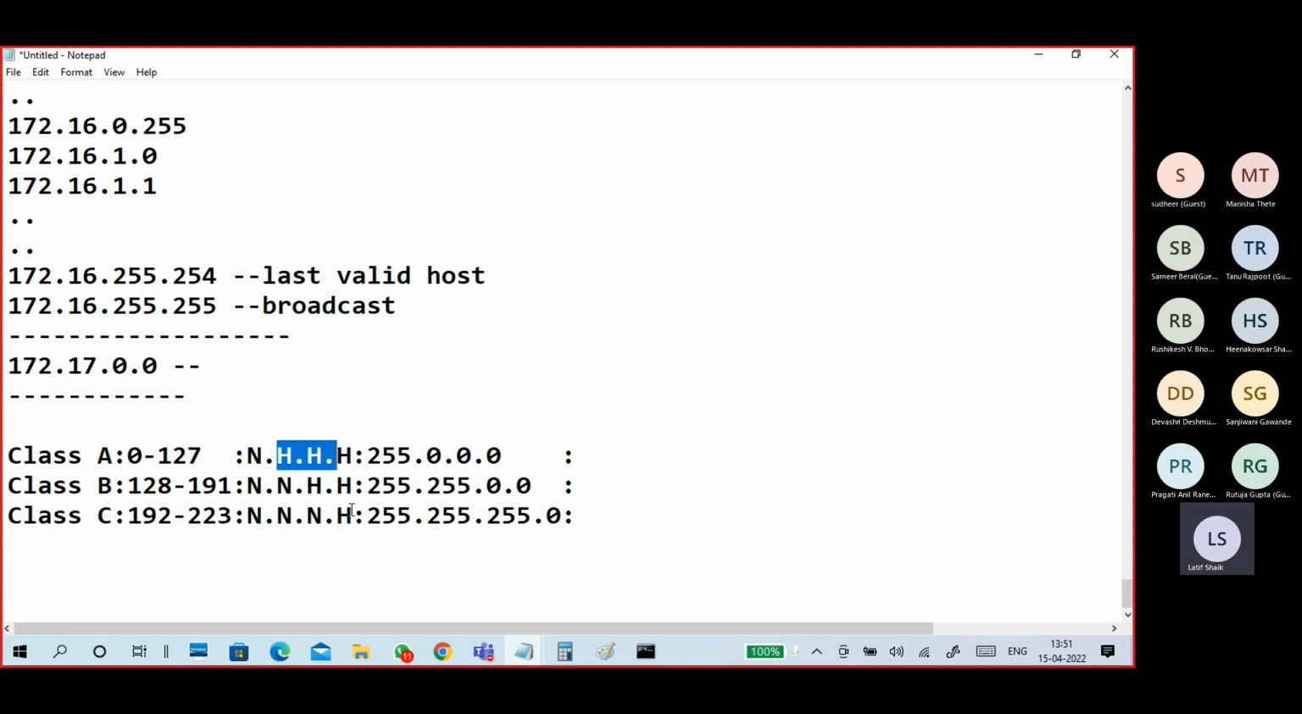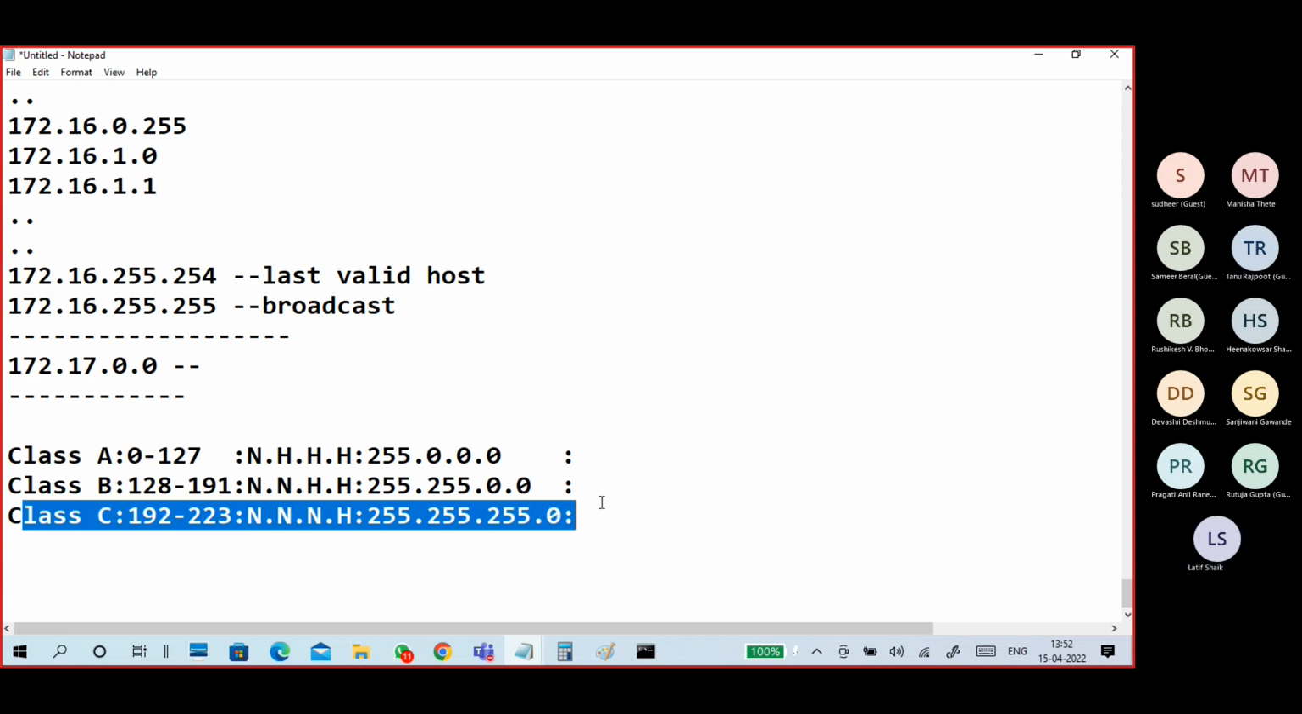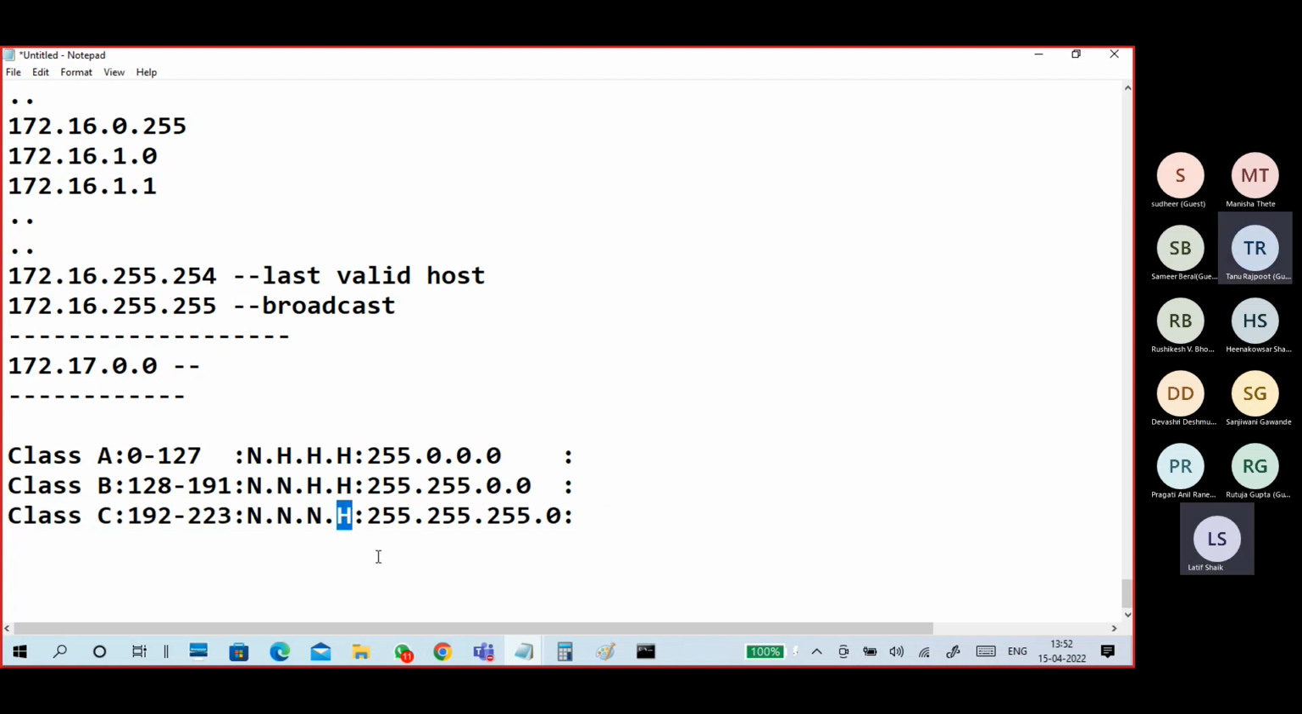How many octets? Sorry, go to class C. How many octets are host portions here? How many H's are there? Only one. So one means one octet. One octet means how many bits? One octet is 8 bits. Minus 2, it's 254. Means 256 minus 2, the 254.